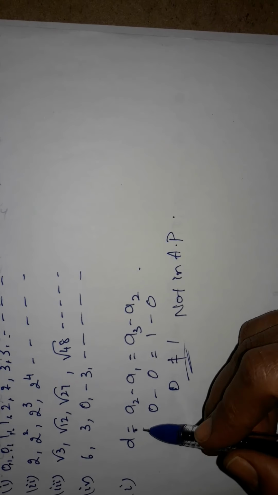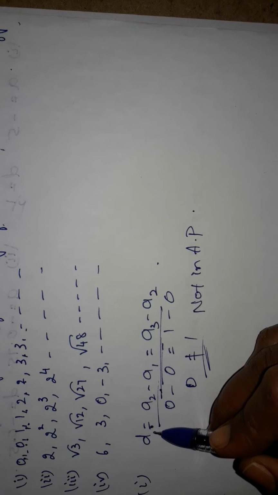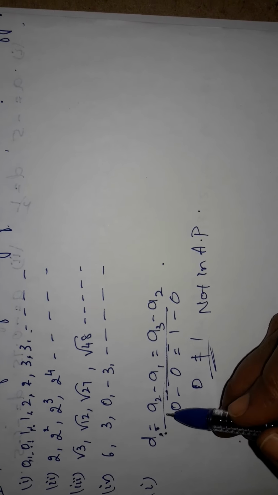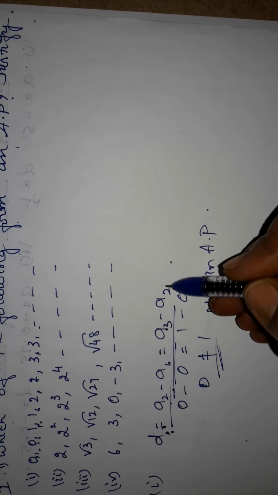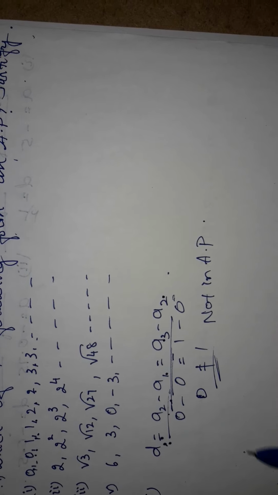See, you have to memorize this condition. When it is an AP, the common difference is the same. So how to find the common difference? Second term minus first term, and it will go on continuing. Third term minus second term. Fourth term minus third term. We can find it using only 2 terms.